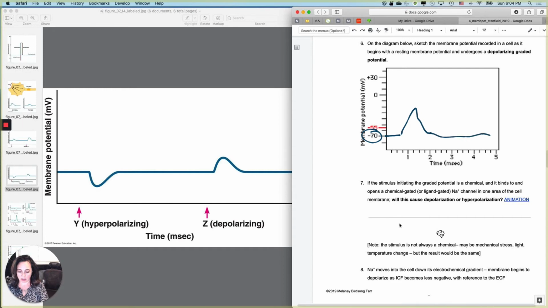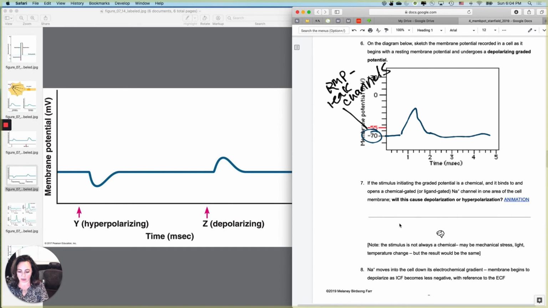Okay? Depolarizing graded potential. I'm going to ask you the same questions that I asked you before. How did I get to minus 70? What kinds of channels were involved in getting to minus 70? Minus 70 was because of what kind of channels? Was it gated channels? No, gated channels change from resting membrane potential. How did I get to resting membrane potential? Resting membrane potential is because of leak channels.